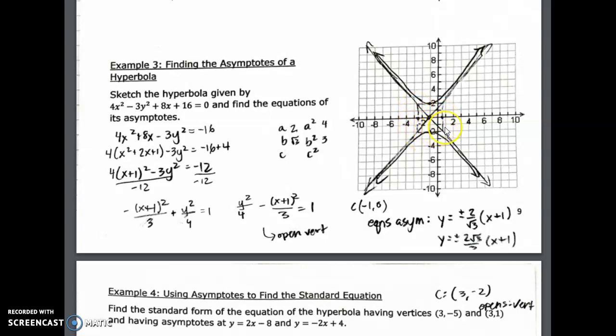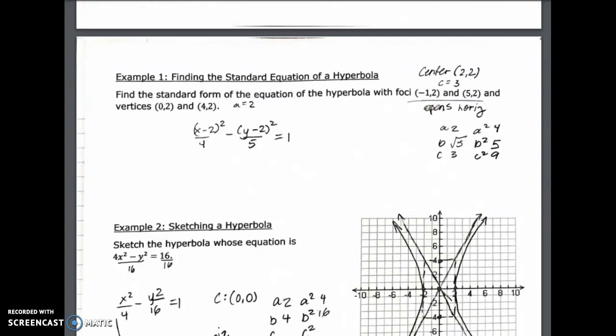I create my central rectangle, I draw in my diagonals, and then keeping in mind it's an up-down or vertically opening hyperbola, I sketch in my curves at the top and the bottom. So now knowing this, I can plug in my a and b values and my h and k values into the formula for asymptotes that we saw on the first page.